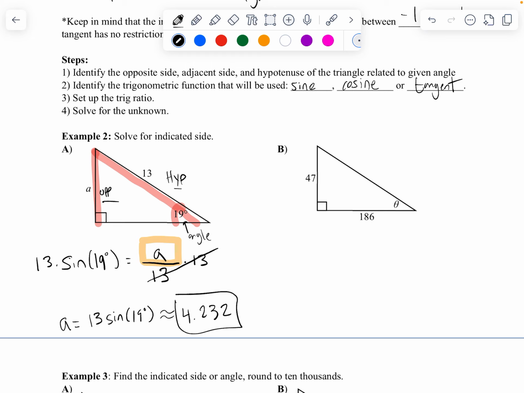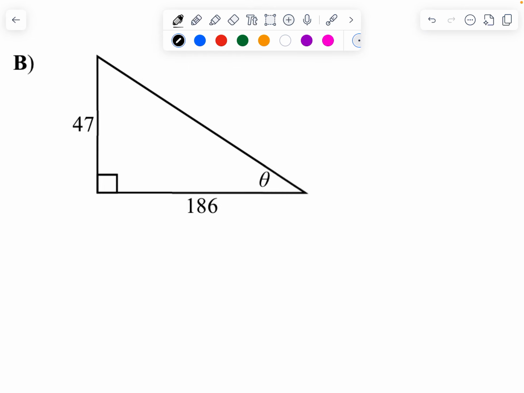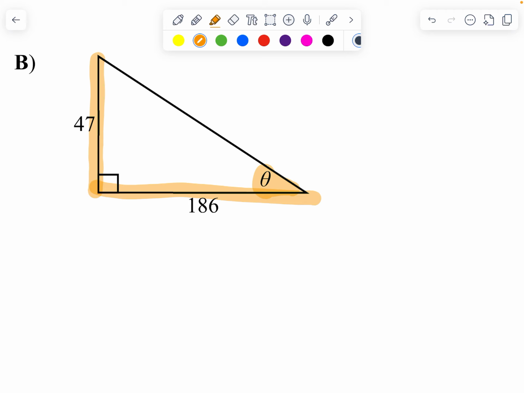Now, B is going to be a little more challenging, but not by much. So first off, we have an angle. It's theta, right? We have 47 and 186 given to us. So 47 is the side that's opposite to theta. 186 is the side that is adjacent to theta, right? And then this is our angle over here in the corner. So I'd say, all right, which function uses opposite and adjacent? Well, that's tangent. So my setup is going to be tangent of an angle equals a ratio. Always going to be setting it up that way, right?